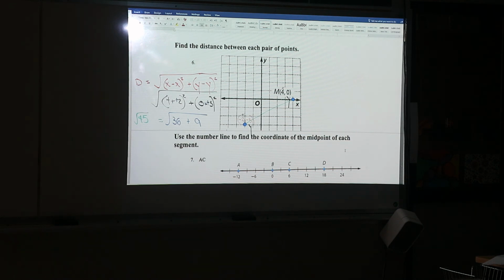Again, does everyone know how to type that in your calculator? How to type in radicals? If you don't, that's something we need to figure out tomorrow for sure.